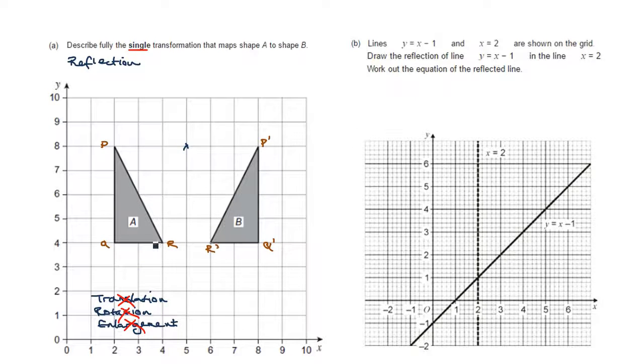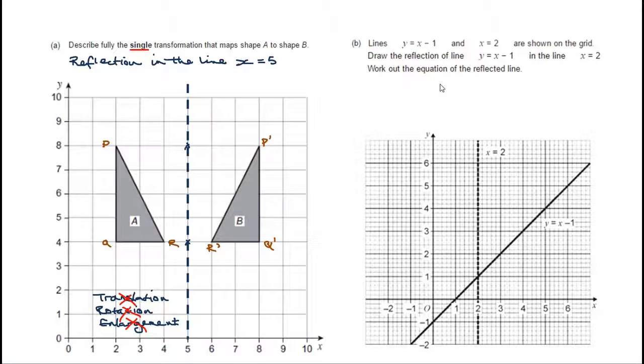Or if I choose my nearest points here, R and R prime, halfway along, bisecting the line would be this point here. So if I use a dotted line to join together these two points and join it all the way through, then it will go through x equals 5. So what we've got here then is a reflection in the line x equals 5. And that completes part A.